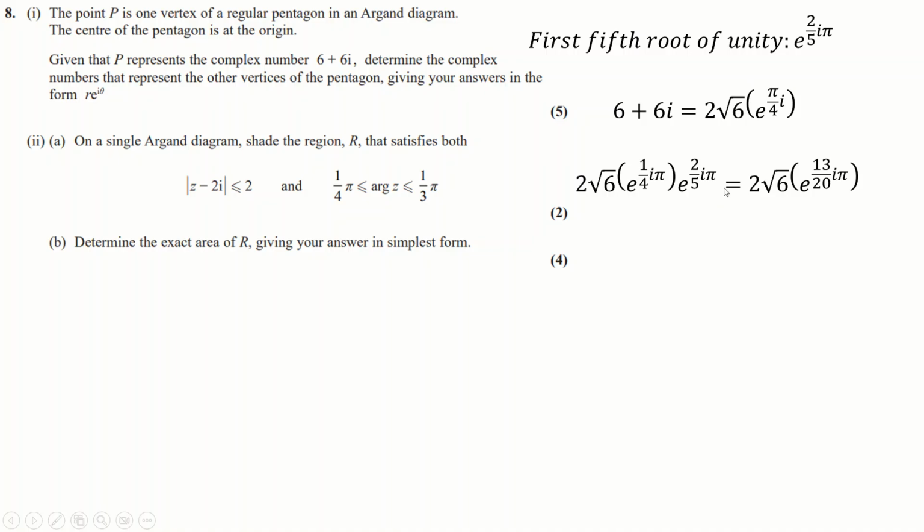And of course the modulus stays as it is, and then this is just a quarter plus 2/5, which is 5 plus 8, which is 13 over 20, and we have this. And then just do it again. Just take this point, so that's our second point on the pentagon. Take it and times it by this again.